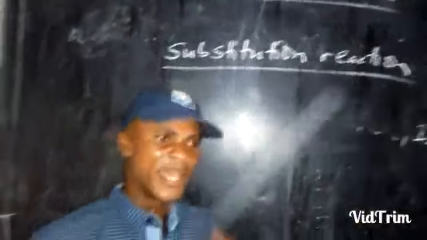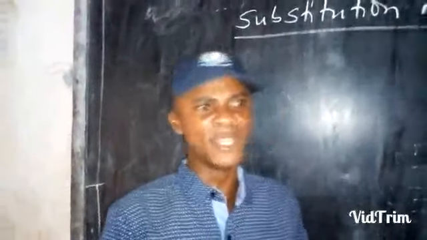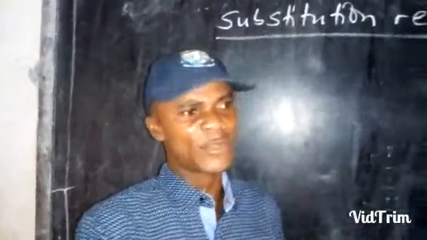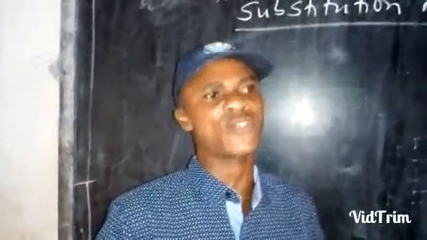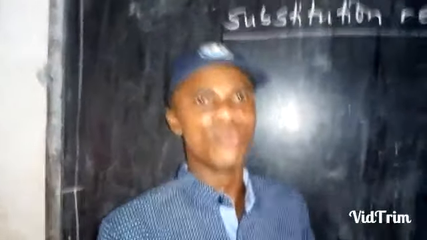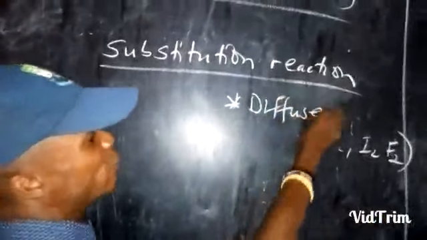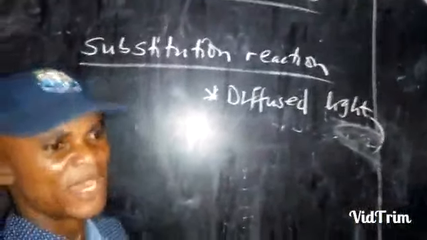Now, what do we call substitution reaction? Substitution reaction is a reaction in which one molecule takes the place of another molecule, or one element takes the place of another element. If we are defining substitution reaction that way, there are specific conditions that must be present for it to occur. If those conditions are not present, there will be no substitution reaction. One of such conditions is diffuse light. For substitution reaction to occur, there must be diffused light. The place will not be too bright, and it will not be too dark.